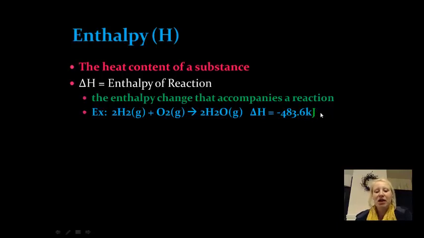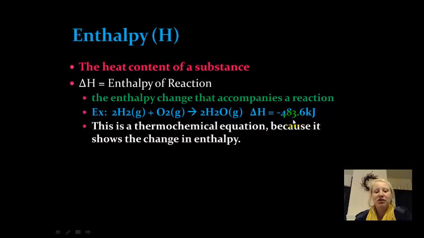Anytime you have a chemical reaction with its enthalpy change listed next to it, you have a thermochemical equation. So you have the equation, and you also have the thermodynamic change associated with that equation. To find the change in enthalpy, you have to know the enthalpy of the products and the enthalpy of the reactants. So you have your final enthalpy minus your initial enthalpy to get your change in enthalpy.